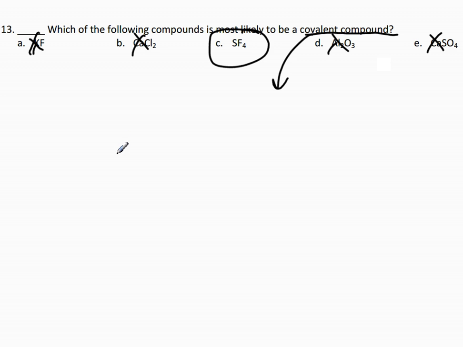Key things you need to know. The definition of covalent is sharing. And then basically two nonmetals are going to make a covalent compound.